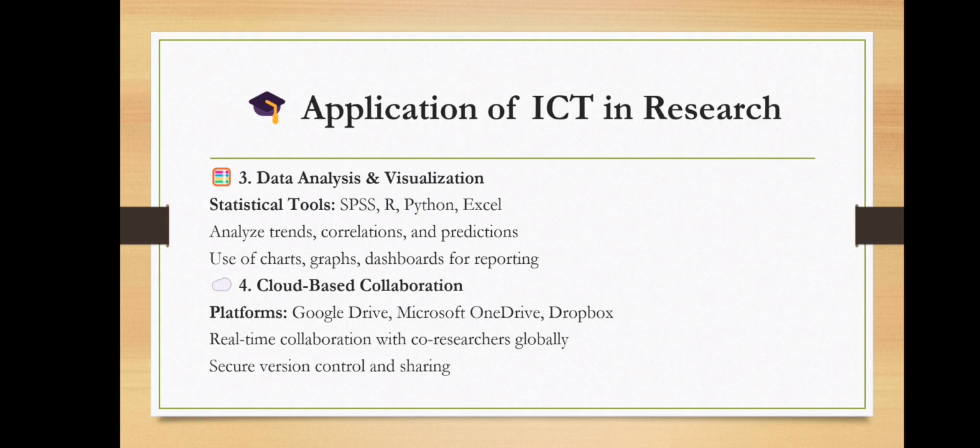Third is data analysis and visualization. To analyze the data, we can use software like SPSS, R, Python, and Excel. These software can help in analyzing the trends, finding the correlations, and provide some predictions from the data. Also, these software can help in projecting the results in the form of charts, graphs, and dashboards for reporting.